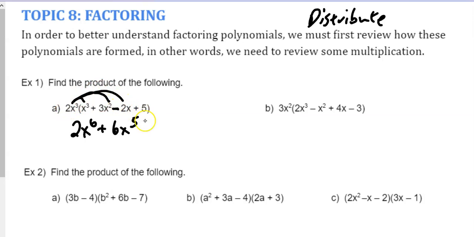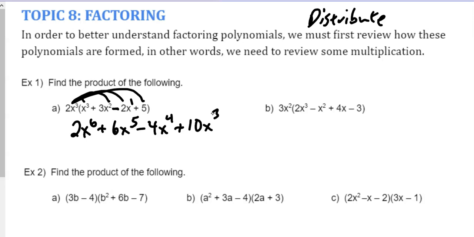So 2 times negative 2 gives me a negative 4. x cubed times x, add together the exponents. Again, that's a hidden exponent of 1. We just don't write it. So I would add that and get x to the 4th. And last but not least, 2x cubed times 5. So literally I just have to take 2 times 5 because there is no x there. So I just bring along the x cubed.